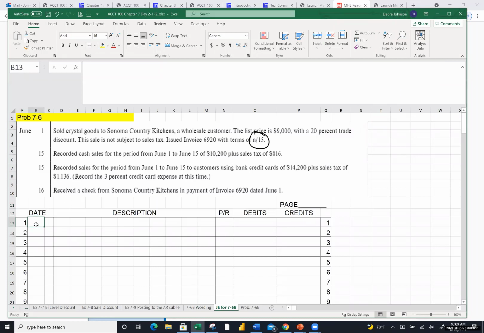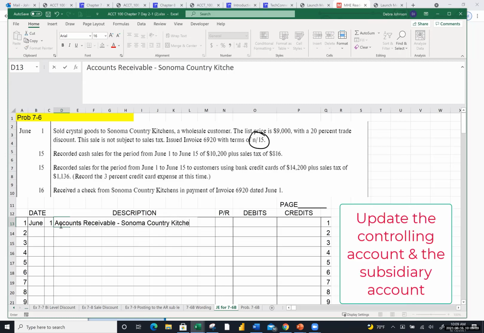So I'm going to drop in the date, June 1st, and this is what this one's going to look like. I'm going to use accounts receivable. And from this day forward, whenever we use accounts receivable, we're going to follow it by the name of the customer, because we're going to have to go update two places, the controlling account and the subsidiary ledger. So accounts receivable and then sales.